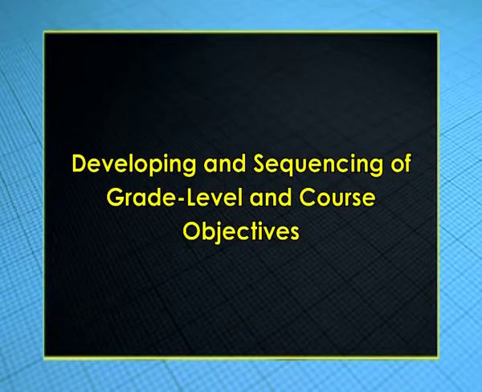Third, developing and sequencing of grade level and course objectives. If the philosophy and goals of a curriculum represent the guiding principles of the curriculum, then the grade level and course objectives represent the core of the curriculum. The specific grade level and course objectives include clear expectations for what each learner is expected to know and be able to do and how it will be measured.